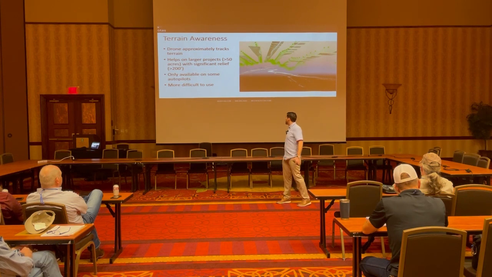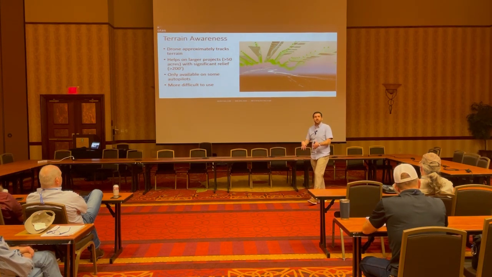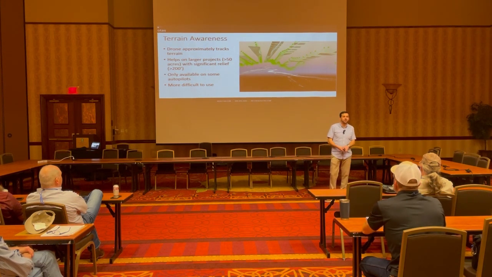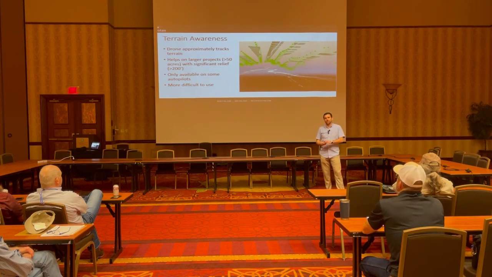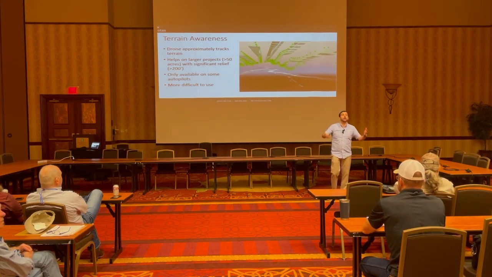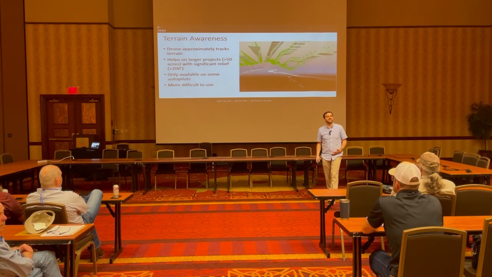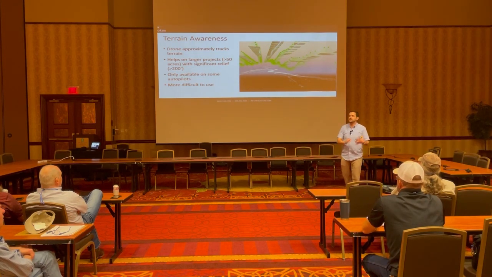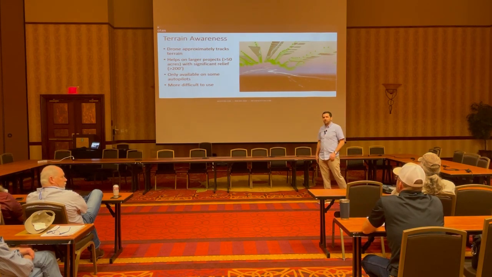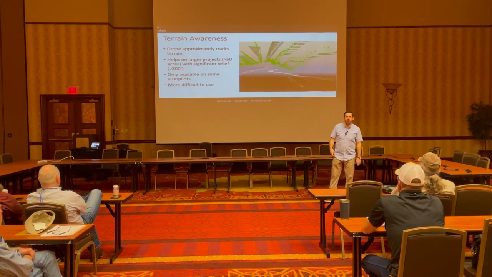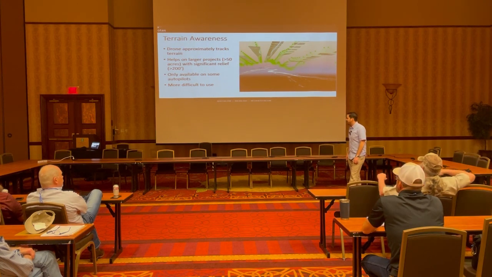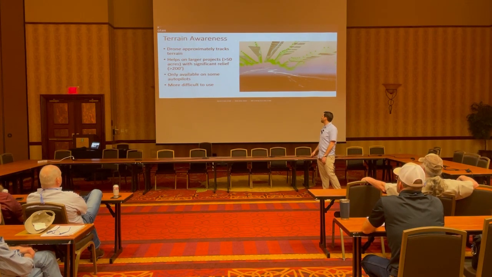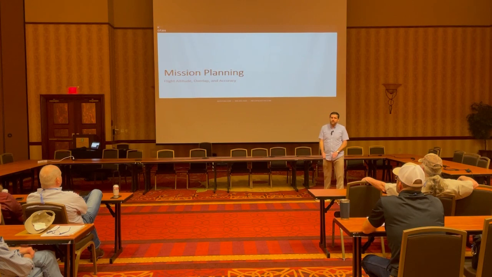Terrain awareness is where the drone actually tries to approximately track the land. So on projects with significant relief, usually more than 100 or 200 feet of elevation change, you might want to consider using terrain awareness so that the drone tracks up and down and gets more consistent imagery, accuracy, and resolution over the entire site. It is a little bit more difficult to use, but most autopilots now, anything in the last year really, should have terrain awareness as well.